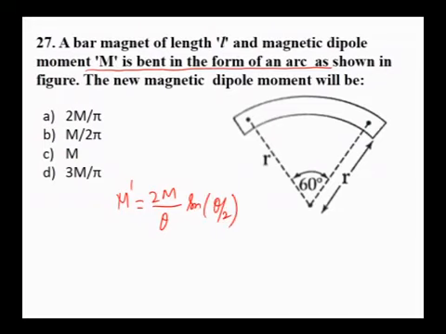I already explained this equation. Here theta is in radian, so 60 degrees becomes pi by 3. Therefore, I can write 2M divided by pi by 3, into sine theta by 2. As theta is 60, theta by 2 is 30, and sine 30 is 1 by 2. So this 2 you can cancel, and 3 goes to the numerator. Therefore, I can write it is 3M divided by pi. This is the answer. Therefore, we should take it as the fourth option. Hence the fourth option is correct.